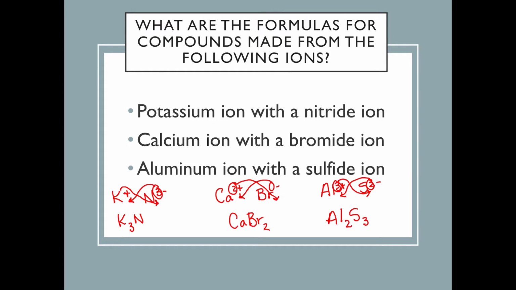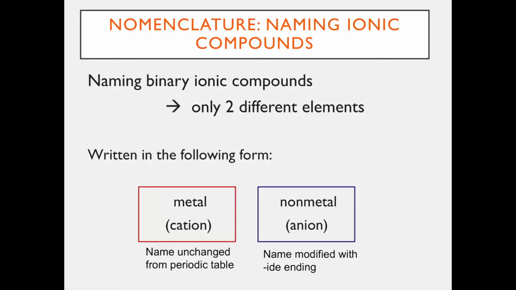And again, we did the circling and switching for each one of these because all of the numbers were different. If we had something, say, like calcium oxide, where we had Ca2+ and O2-, because they are both 2s, we don't do the circling and switching, we just mush them together because they exactly cancel out. So we would have CaO. So you only do the circling and switching step when the charges are different.